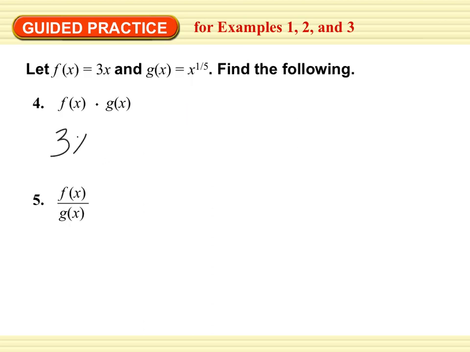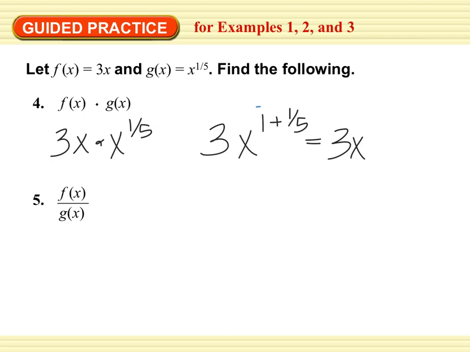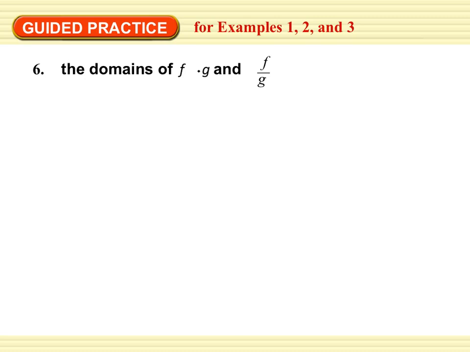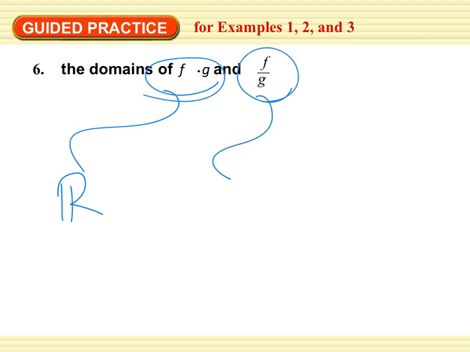Okay, multiplication, 3x times x to the 1/5. Multiply the coefficients, add the exponents. I'm going to change that to 5 over 5. That gives me 6/5. And division. So I subtract the exponents. This again would change to 5/5. And then I get 3x to the 4/5. Okay, my domain here. For this one, it's easy. All real numbers again. Here, all real numbers, except remember that denominator cannot equal 0.